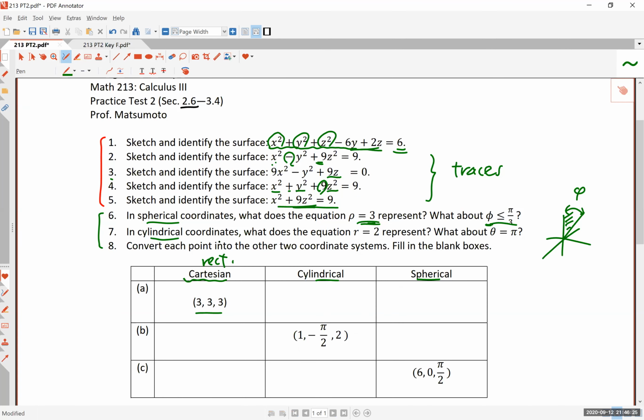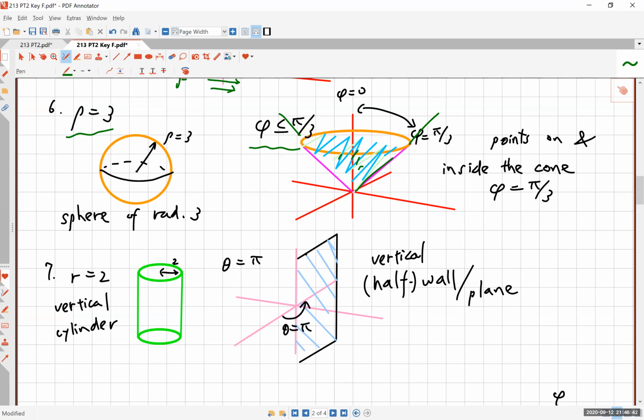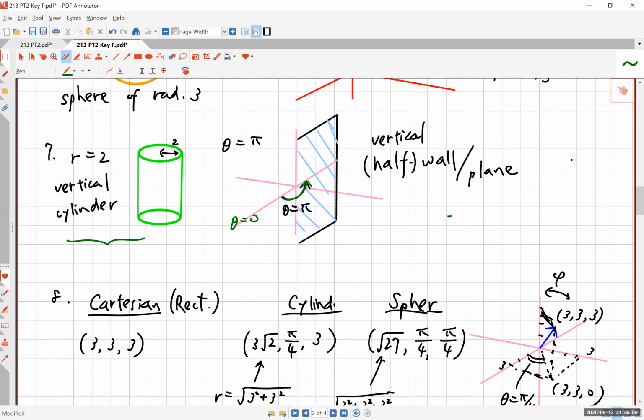And in number 7, in cylindrical coordinates, r is equal to 2. I hope you can see that this has to be a vertical circular cylinder. And then theta is equal to pi. That's actually on the other side of the x-axis, right? So it's sort of like half of this plane. It's a half plane where theta is equal to pi. So it's going from where theta is equal to 0, and you go over 180 degrees. And so the first one is a vertical cylinder, and the second one is a vertical half plane.